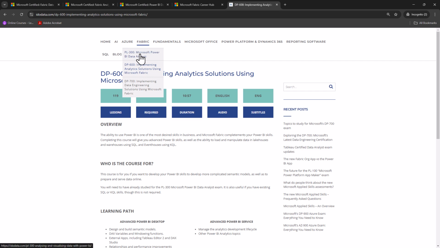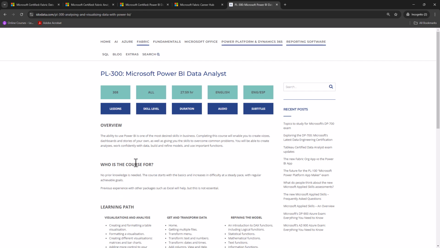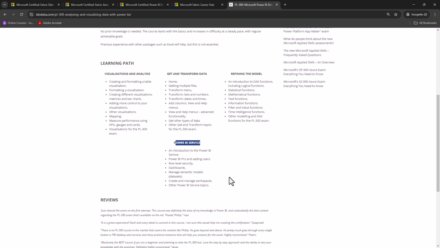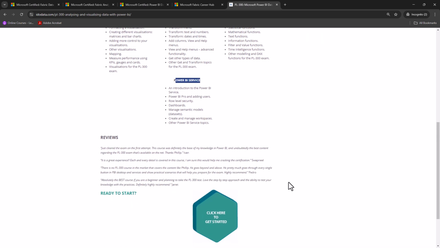In addition, we've also got the PL-300 course. So if you're starting from the beginning, wondering how to start with Power BI or Fabric, then I would start with this course. So we've got over 150,000 students learning about visualizations and analysis, get and transform data, refining the model, and the Power BI service.